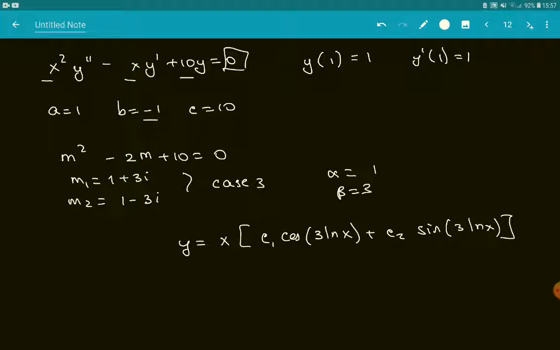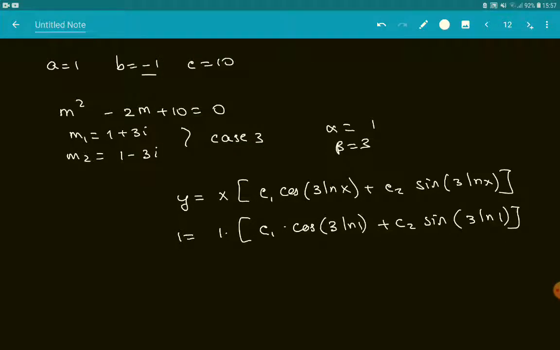But there is one part, it says y of 1 is equal to 1. Let's put 1 for x and 1 for y. So 1 is equal to 1 multiplied by C1 cosine 3 ln 1 plus C2 sine 3 ln 1. From here I just go on. 1 is equal to, I don't write the 1, just C1. Now we need to know ln 1, I just write it separately. ln 1 is equal to 0.